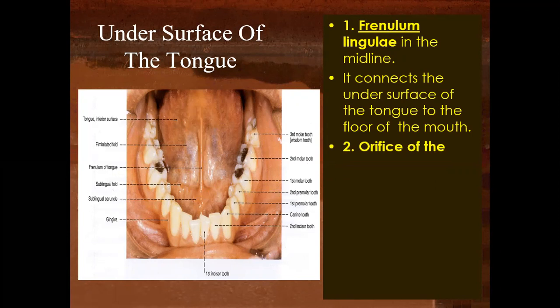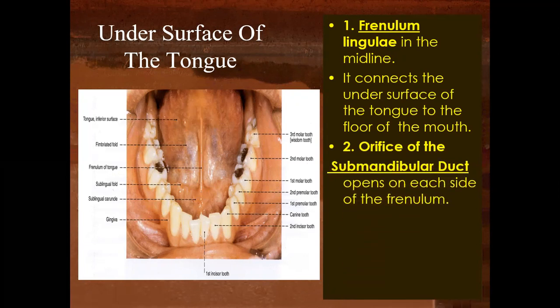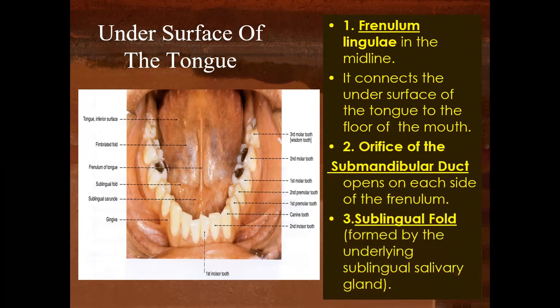Two orifices, of the submandibular duct as well as the sublingual duct, both will open here. The submandibular duct opens on each side of the frenulum. So on each side there will be small openings here. That will be the opening for the submandibular duct. The parotid duct we have already seen, beside the second upper molar tooth.